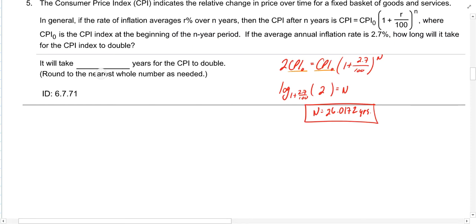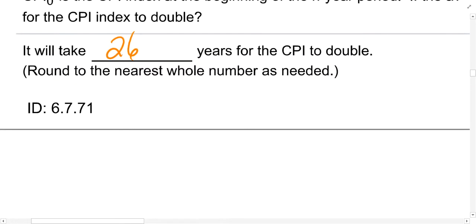This question does ask for us to indicate the number of years that it takes to double. So when the calculator spits back an answer of 26.0172, I would likely return a result of just 26 years.